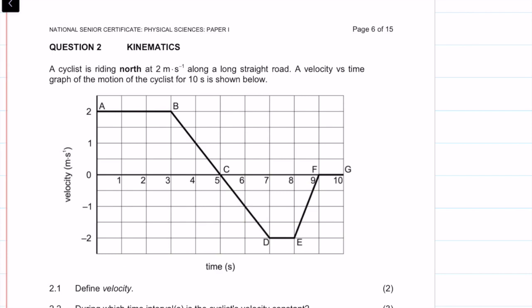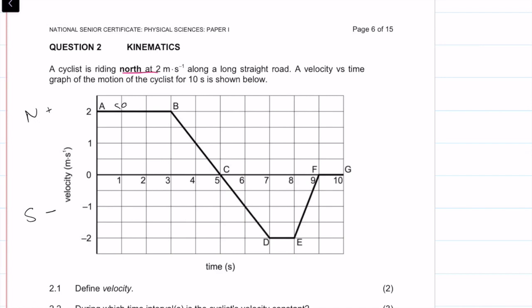Okay, so a cyclist is riding north at 2 meters per second along a straight road. A velocity versus time graph of the motion of the cyclist is shown for 10 seconds. Basically, let's decode this graph. We have a velocity time graph. Here we're going to take north as being positive and south as negative.